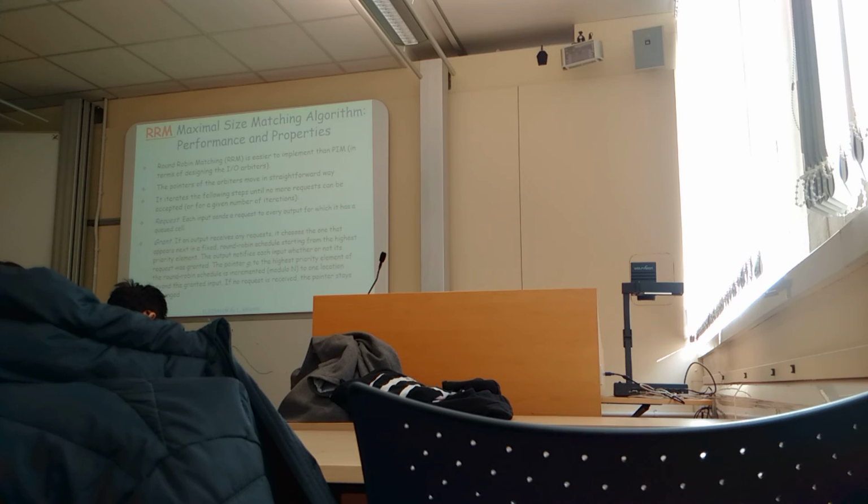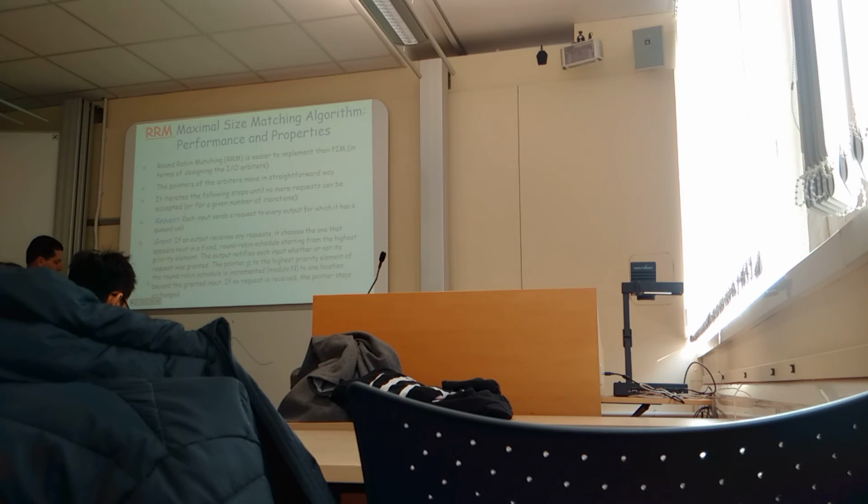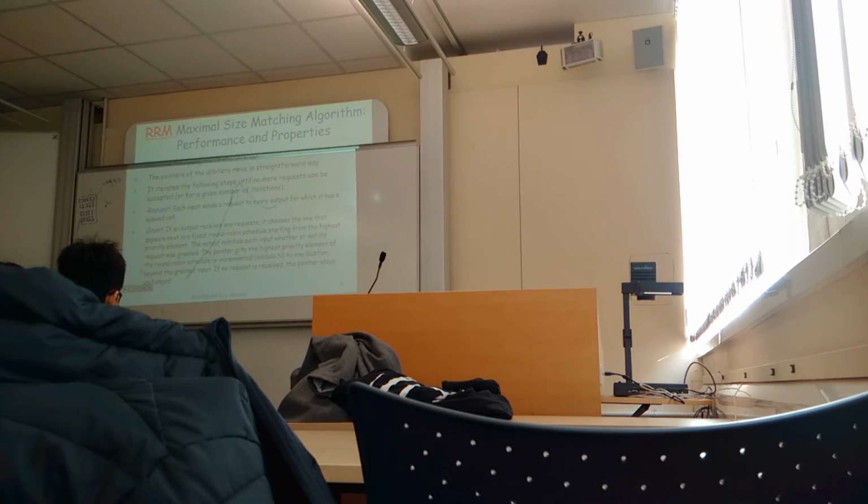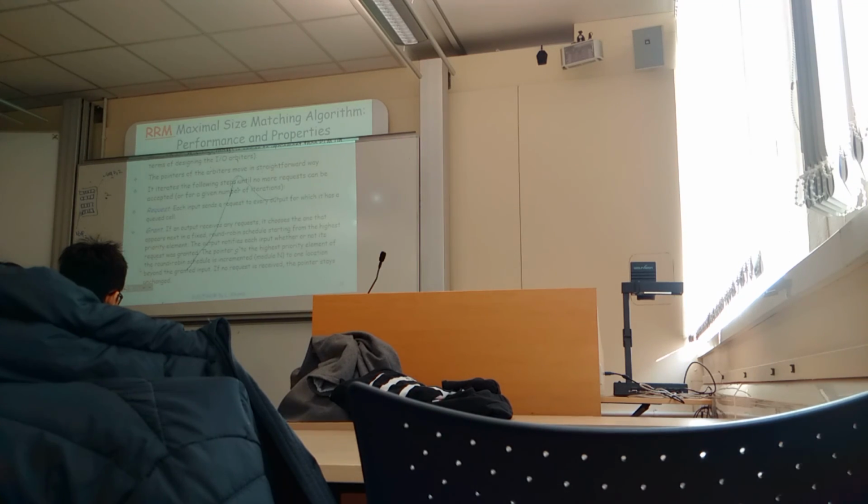So the request is like before, okay? The grant. Before it used to be random in PIM. Now it's not random, it's based on this round robin I showed you. It says if an output receives any requests, it chooses the one that appears next in a fixed round robin schedule, starting from the highest priority point. The highest priority point is this guy that moves. This is the highest priority point. So starting from where it stops last time, it starts from there, and that's the highest priority position. Round robin schedule starting from the highest priority element. The highest priority element is the element at which position the arbiter is pointing.